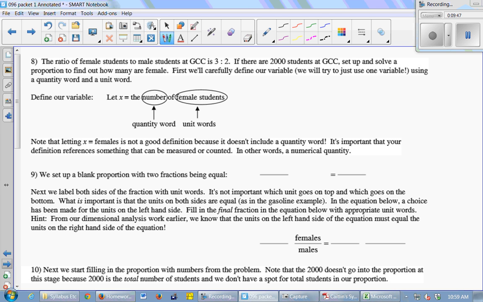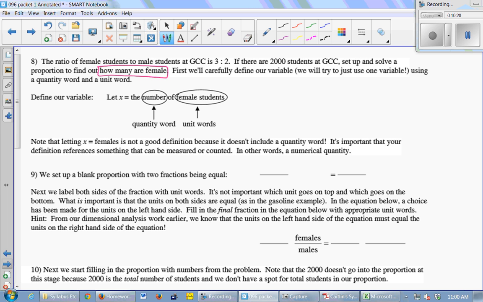So first, we're going to carefully define our variable using a quantity word and a unit word. And my trick for deciding what the variable should be is to pick out the question. In all the words of that word problem, I want to identify just a few words: what did they want to know? So I go up and I read and I say, oh, how many are female? That's my question, right? That's what I'm trying to find out. So I'm going to let X be the number of female students. So when I find out what X is, I will have answered the question.